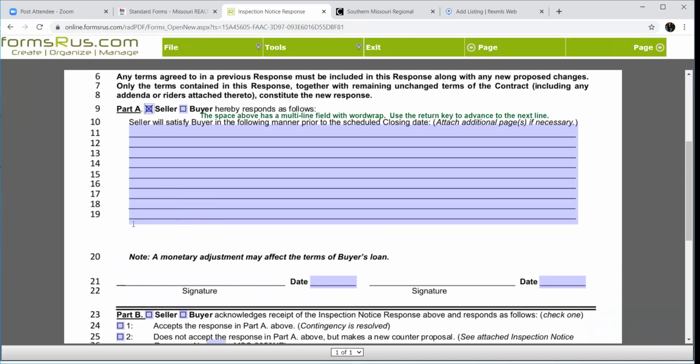There used to be a blank right here that said "or offers X amount of money." So I guess you have to put that up in here at this point now. So if the seller wants to offer money, it needs to be here. It used to be, like I said, a separate blank.